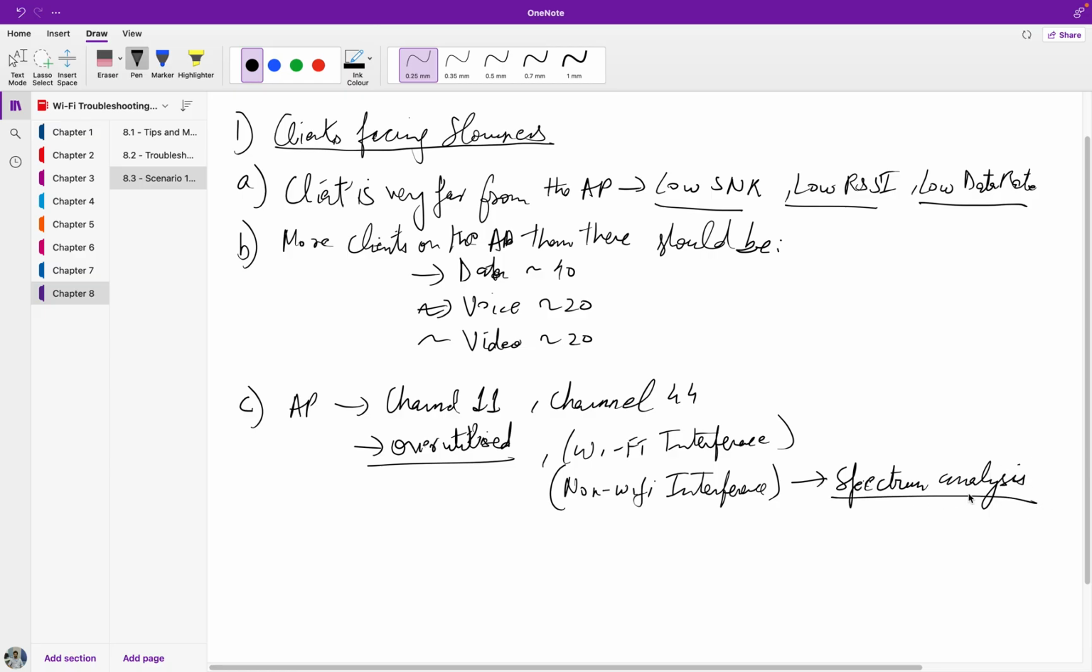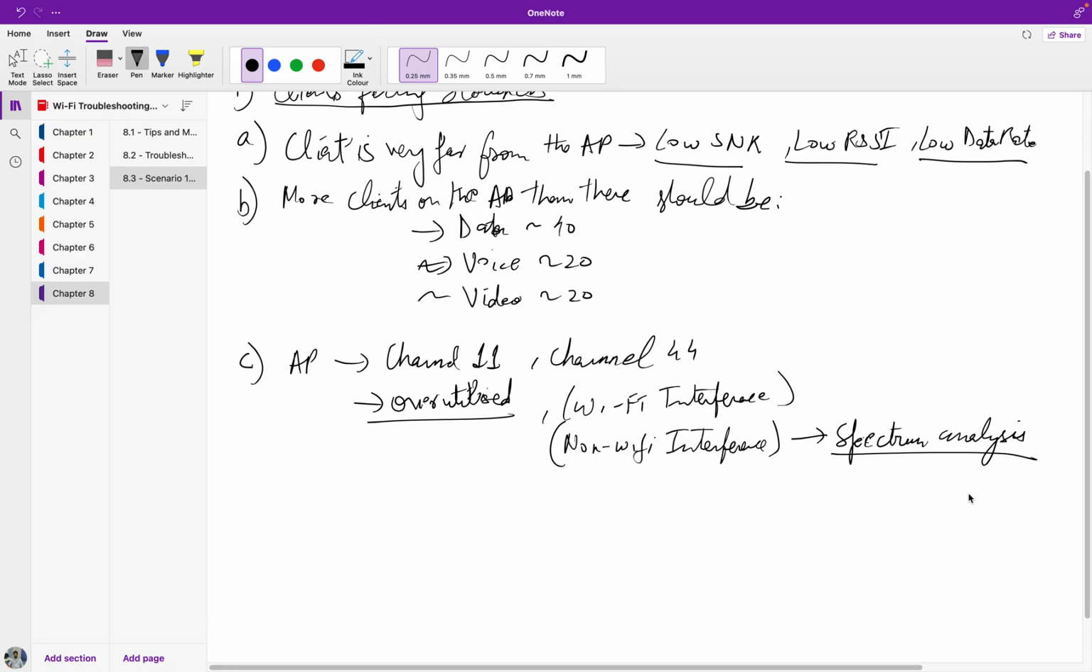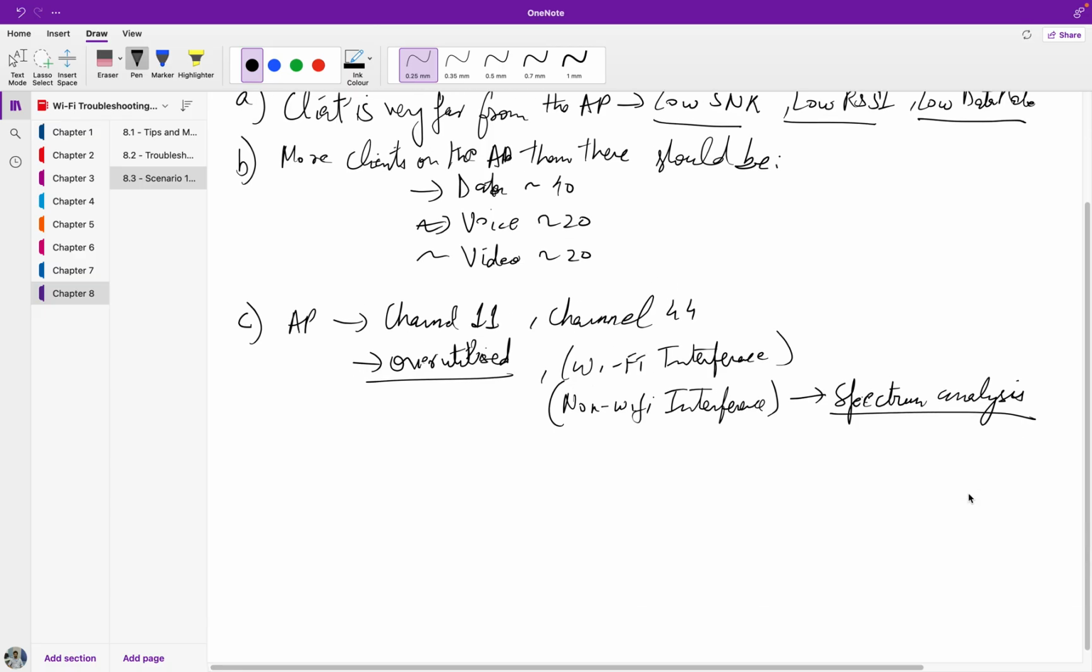Okay, this is going to check for non-Wi-Fi interference. Now ideally, when I say channel number 11 and channel number 44 are overutilized, I basically mean that on the frequency band of channel number 11 that we use to send traffic, there are already other things utilizing the channel. Ideally, I want my channel to be as free as possible, but anything beyond 50% is something which will raise an alarm for me on 2.4, and same on 5.